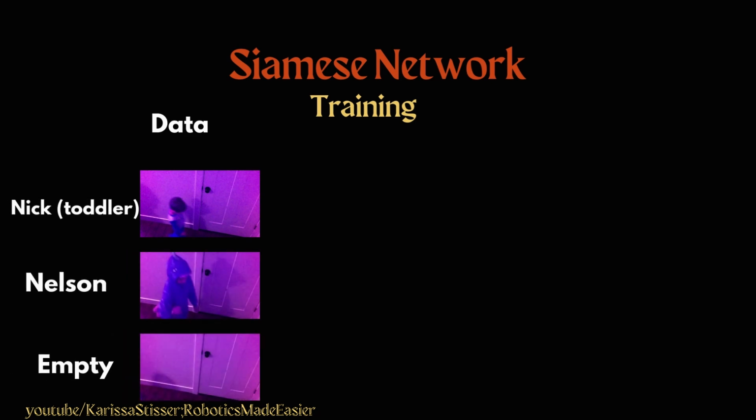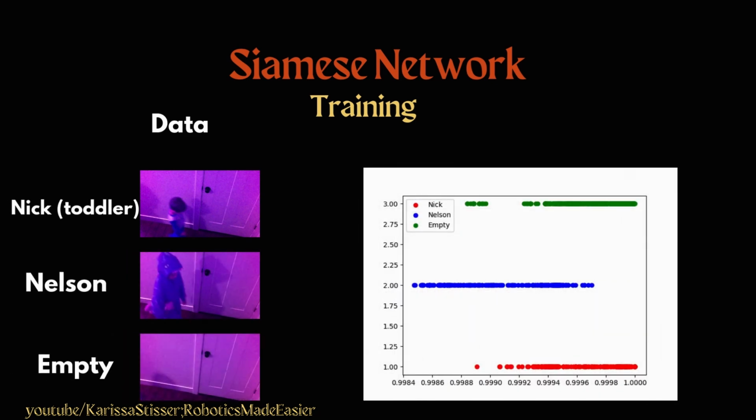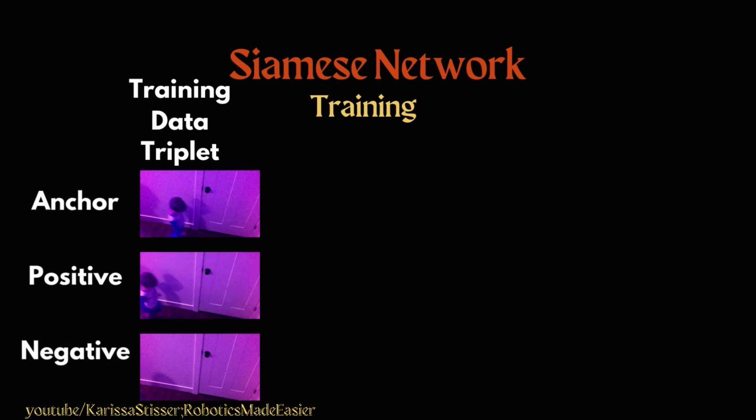I separated my data into Nick, Nelson, and empty because I want to be able to easily plot the difference between the three, even though I'm trying to detect Nick, or toddler, versus the other two. When I pass the data through, I'm sending it in triplets: one anchor, one positive example, and one negative example.